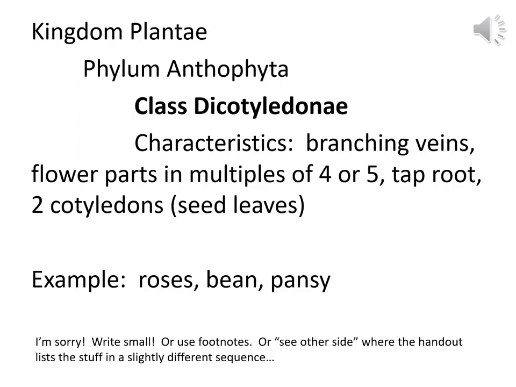A bean plant is in Kingdom Plantae with its characteristics. It's in Phylum Anthophyta with its characteristics. We've got one last set of boxes. The class is Dicotyledonae. Dicots, write small. The characteristics of the class would be the branching leaf venation, the flower parts in multiples of four or five, a taproot, the two cotyledons or seed leaves. Roses, beans, pansies, etc. would all be dicots in class Dicotyledonae.